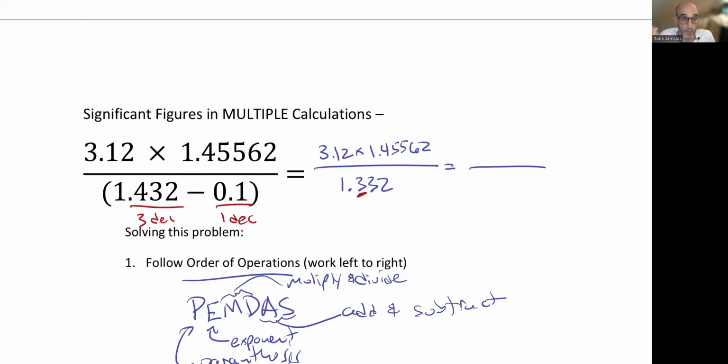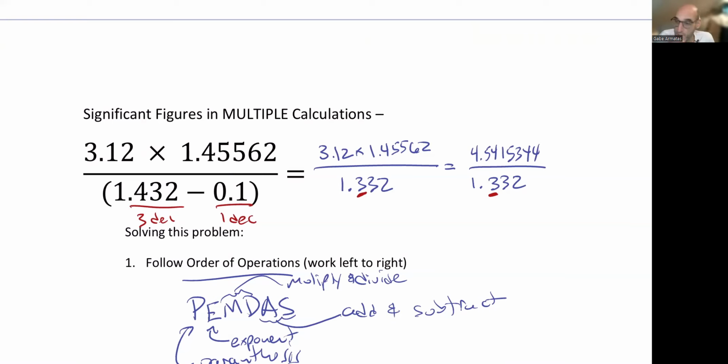Well, we're going to do the top. We're going to do the multiplication. I'm going to rewrite what's left, 1.332. There we go. And I'm going to continue to underline. I'll underline that first one because that's where we would have rounded. I want to keep track of that all along the way. Up top, I'm going to multiply 3.12 times 1.45562, and I end up with 4.54153444. Okay, so this is not what I want you to report, right?